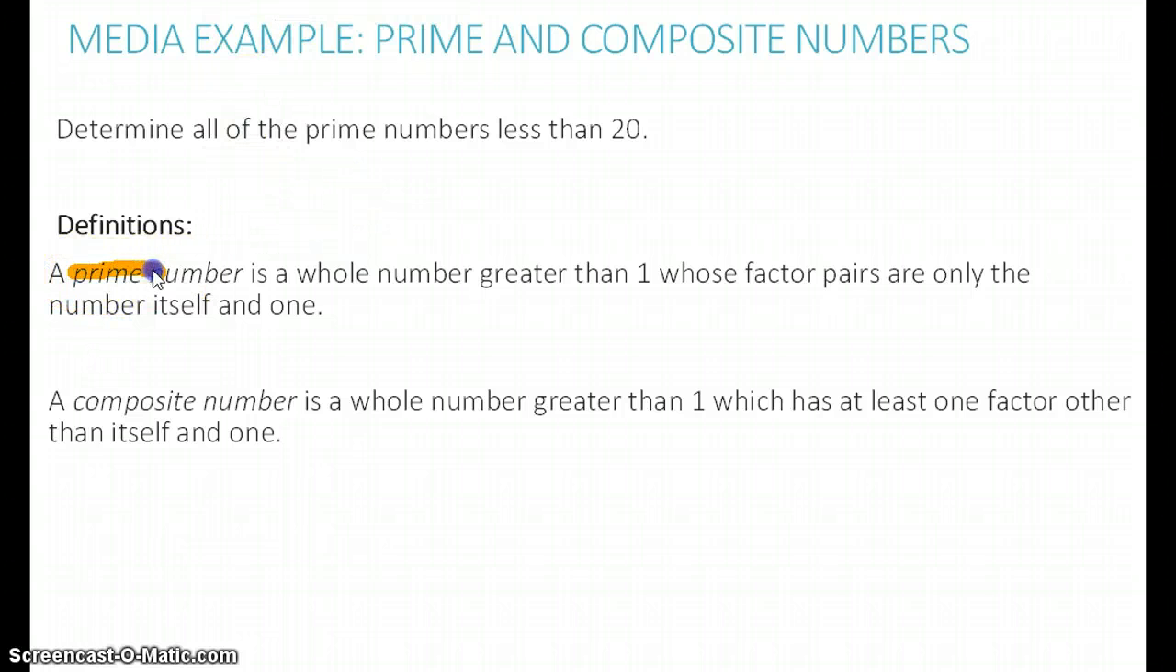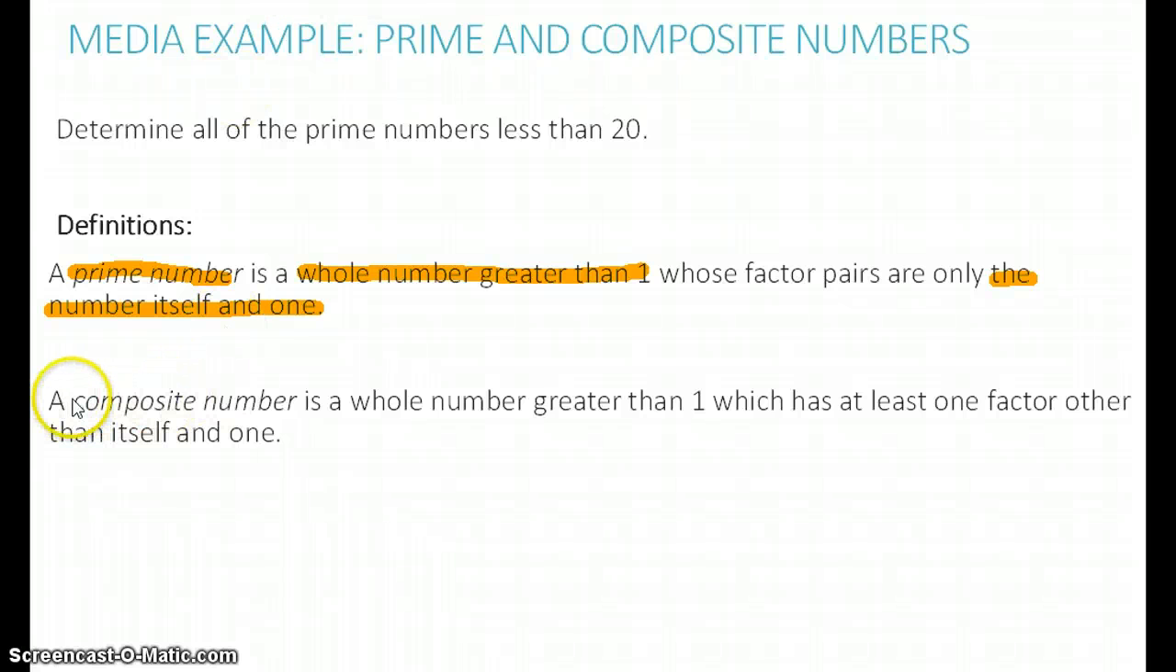A prime number is a whole number greater than 1 whose factor pairs are only the number itself and 1. So remember, every whole number has 1 and itself as a factor pair. A prime number is a number greater than 1 that doesn't have any other factors besides 1 and itself.